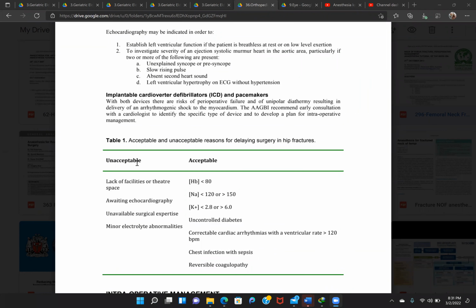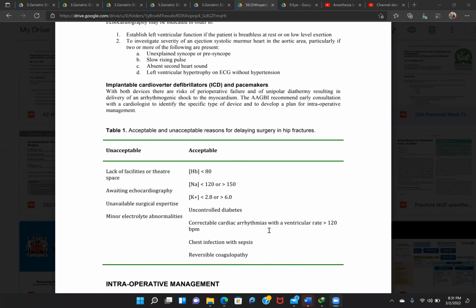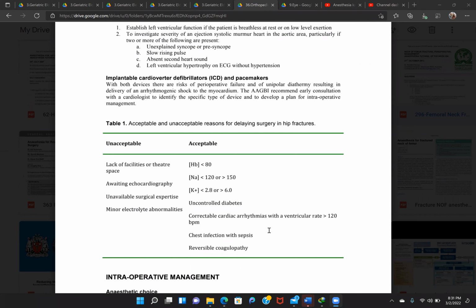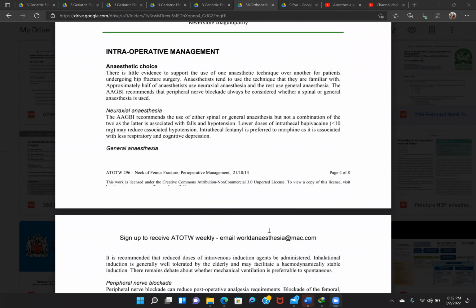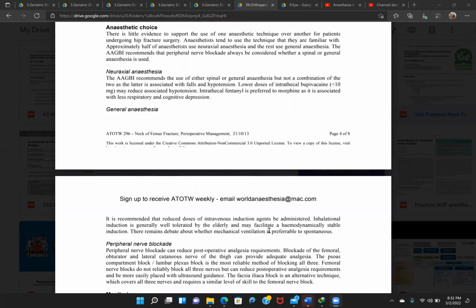Okay, you will not delay it for lack of this; this is purely guideline based. These are the points taken from the AAGBI guidelines. Okay, so you can review these things. Okay, so any other point, because the rest of these things are not usually written in the books. So I just try to highlight these factors.